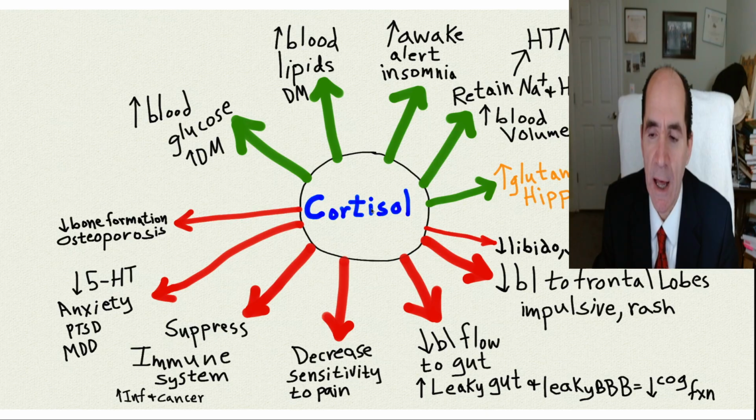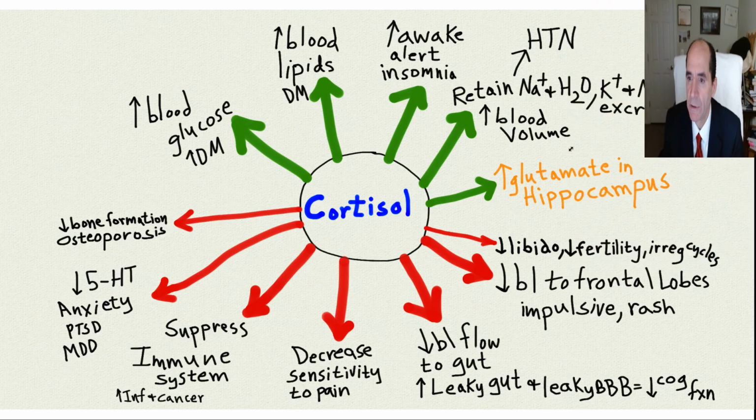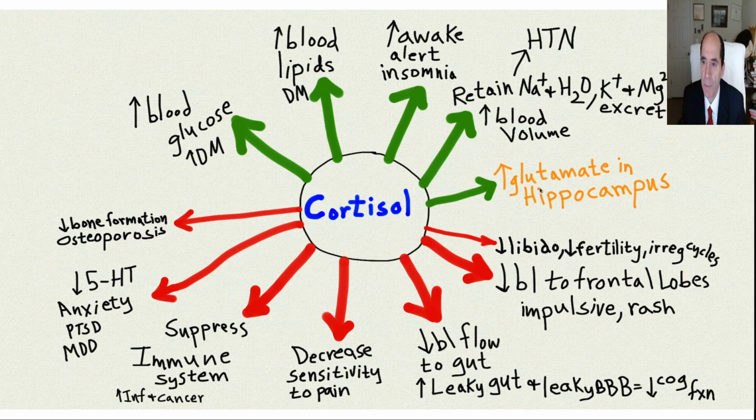Cortisol does a lot of things. One of the things it does is increase glutamate release in your hippocampus, so it increases the activity of your neurons in your brain. It increases the lipids in your blood, the fats in your blood. It increases the blood glucose, so it's pro-diabetic. You don't want this elevated all the time, or it increases your risk of becoming diabetic. It's also going to increase your blood volume because it causes sodium retention from your kidneys, and that has an osmotic effect to pull more fluid into your blood vessels. It also suppresses your immune system, so you don't want that happening for no reason.